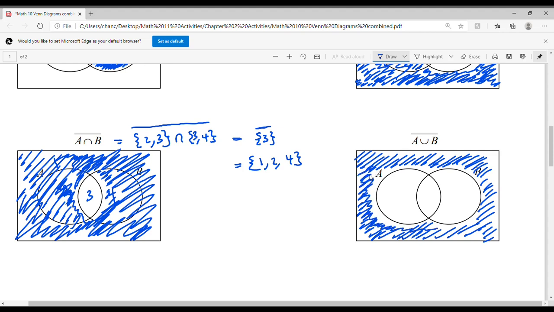So there's more than one way to do it. Since we already did A union B, we know the opposite of A union B.